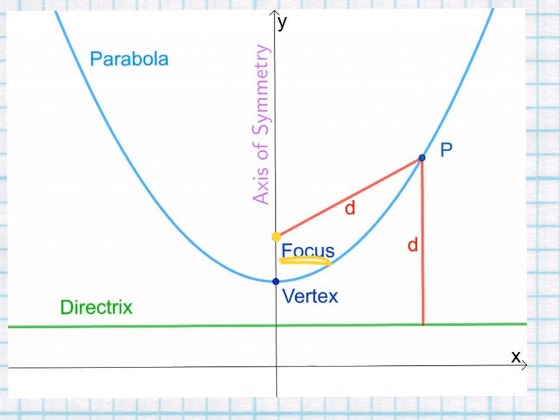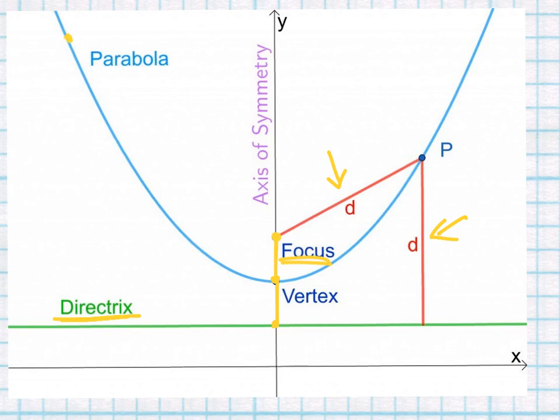So the focus works in conjunction with the directrix, which is this green line, to tell us where the parabola is in space. This defines where the parabola lives. So any point that you can put on the parabola will be the same distance from both the focus and the directrix. So I could pick any point. If I pick the vertex, this distance here and this distance here are going to be the same.